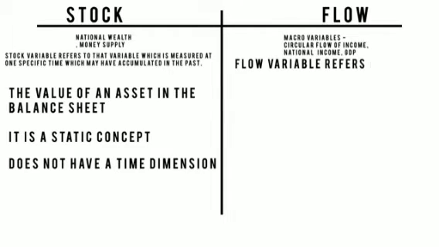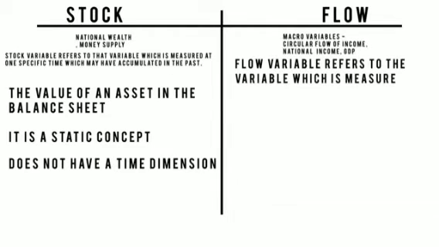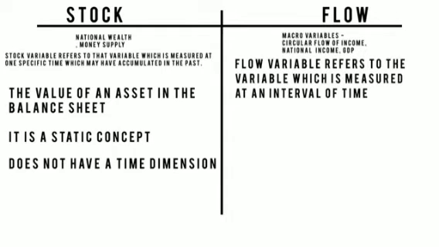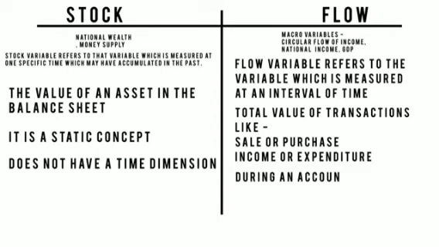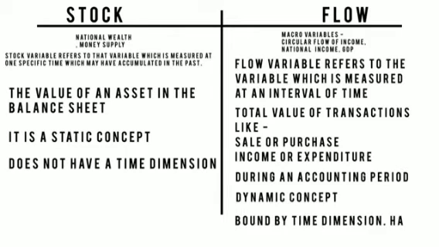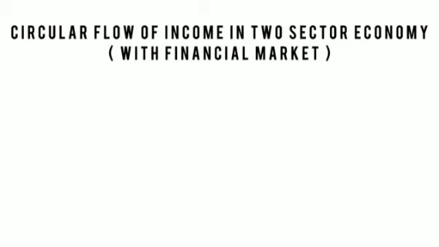While flow variable refers to that variable which is measured over an interval of time. For example, the total value of transactions, like sale or purchase, income or expenditure, during an accounting period. It is a dynamic concept, which indicates that it is bound by time and has a start time and an end time. Circular flow of income in a two-sector economy with financial market.